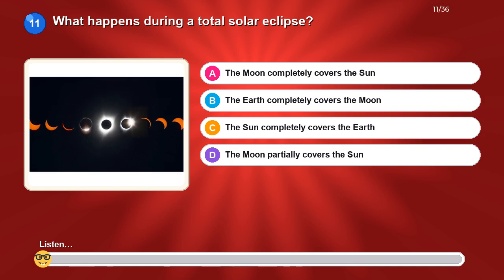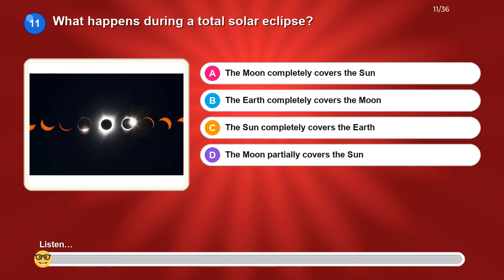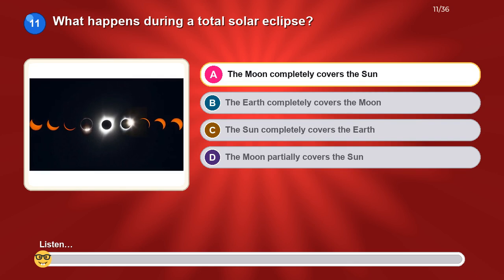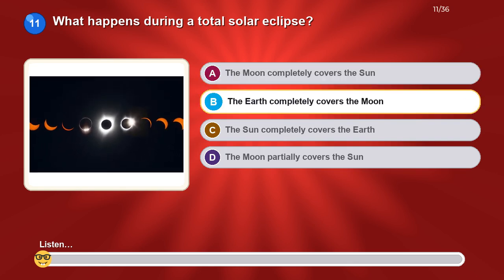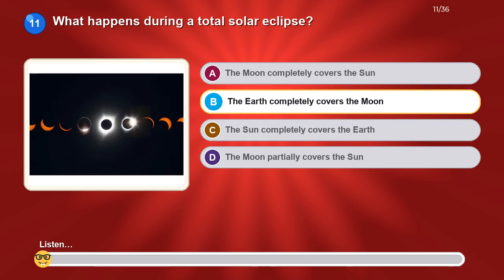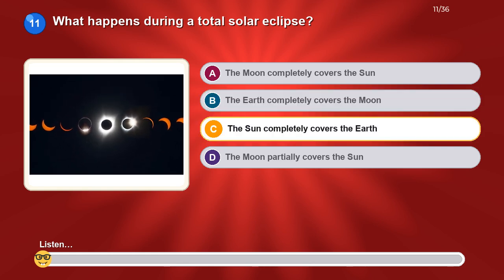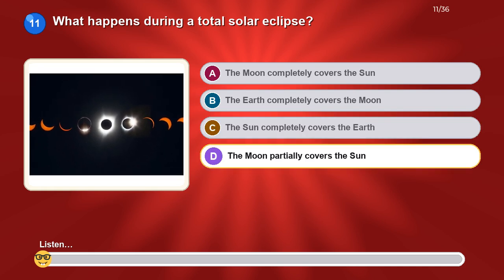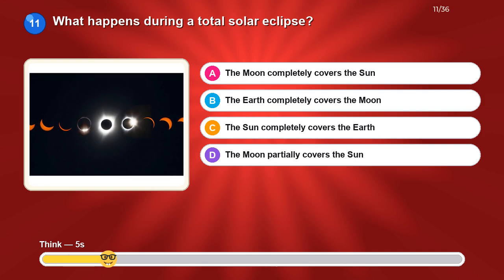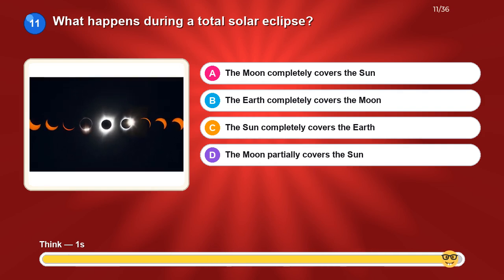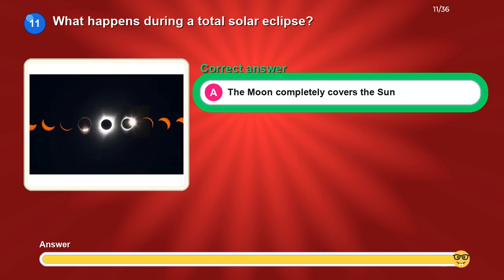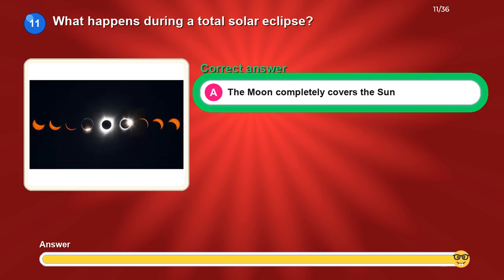What happens during a total solar eclipse? Option A. The Moon completely covers the Sun. Option B. The Earth completely covers the Moon. Option C. The Sun completely covers the Earth. Option D. The Moon partially covers the Sun. The correct answer is, the Moon completely covers the Sun.